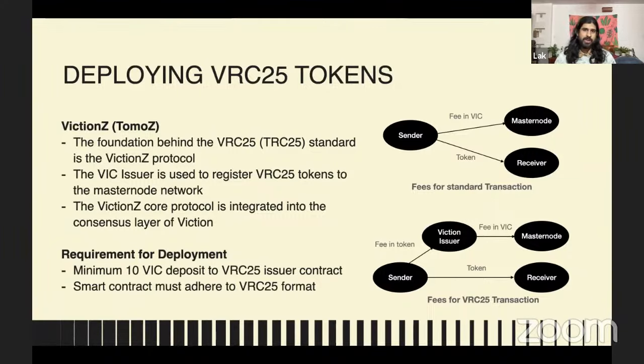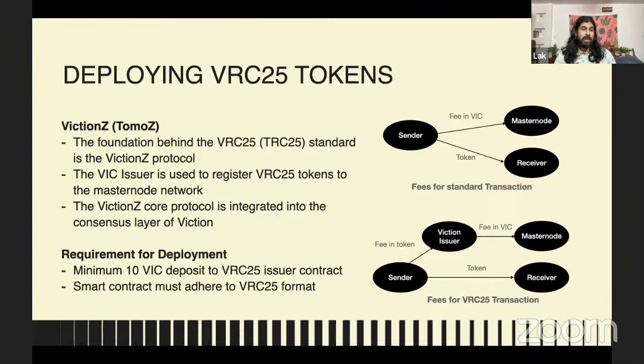As a side note, if you are looking at any of our documentation later on, you might in some places find the terminology TRC25. This was the previous name for the token standard, and we've just upgraded that to match our rebranding. So you can use the same documentation, but note that they are the same token standard.